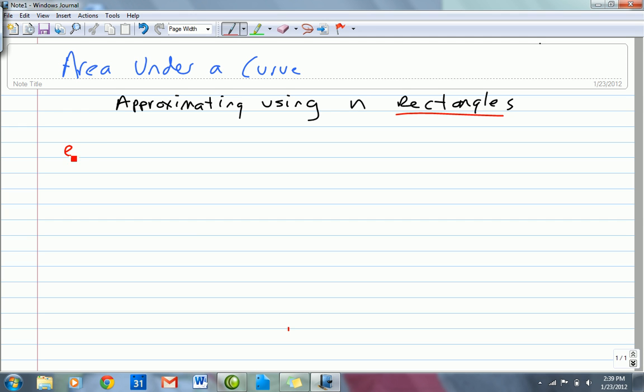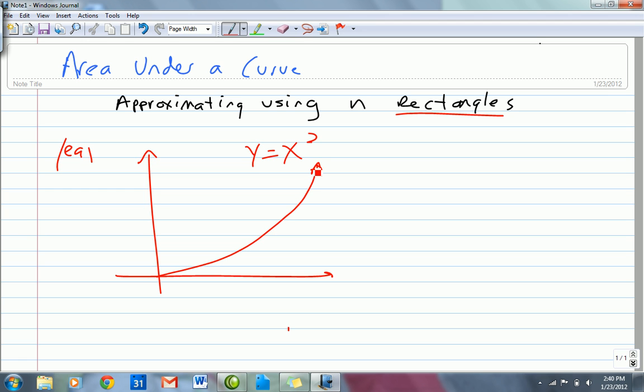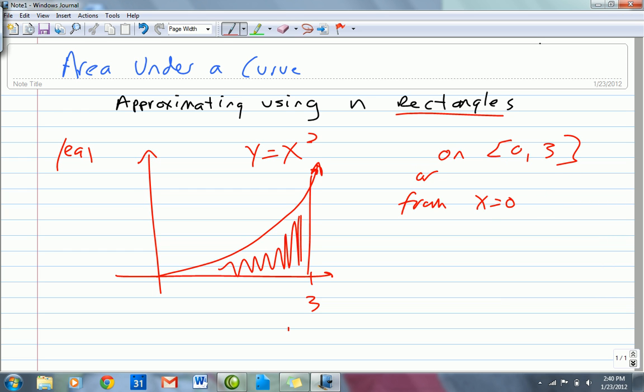So here's a basic example. Let's suppose, and we're going to keep it nice and easy for now, the x squared function, and I want to approximate the area under the squared function. And under isn't always a literal under, but in this example it is, from 0 to 3. So that's the area I would like to approximate. We're going to approximate the area on the interval 0 to 3, or from x equals 0 to x equals 3, where 0 is the lower bound and 3 is our upper bound.